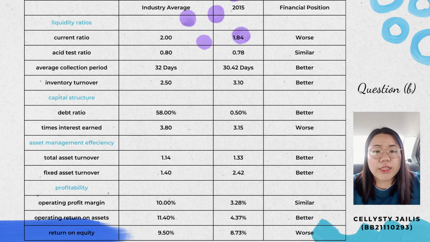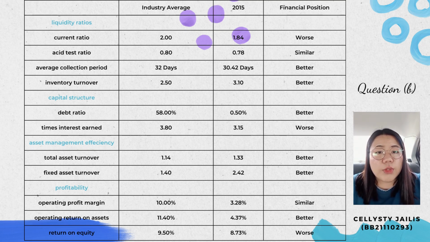Now let's move on to question B, where we need to know the financial position at the end of 2015 compared with the industry average. For the first, the liquidity ratio is the current ratio. At the end of 2015, it is 1.84. Compared with the industry average of 2.0, it is worse, since a higher ratio means greater firm liquidity.